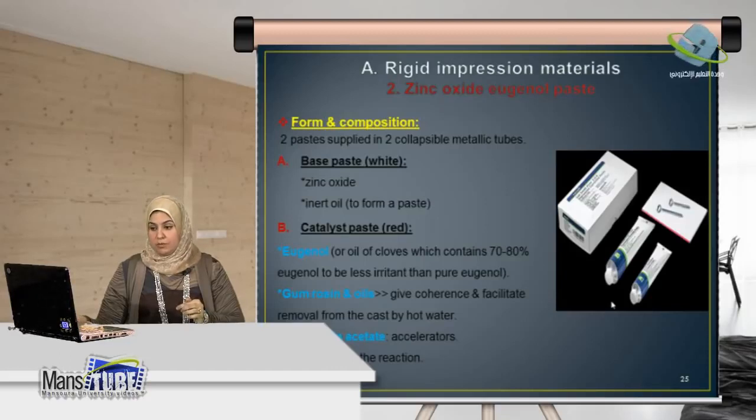It contains magnesium chloride or zinc acetate as accelerators, and it contains moisture, and this is a very important component of zinc oxide eugenol, and we will know why.